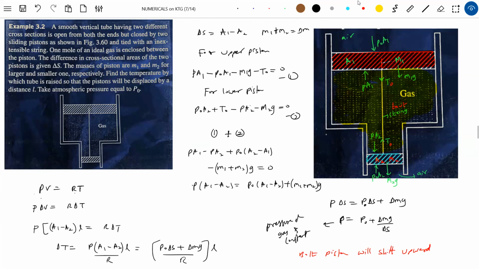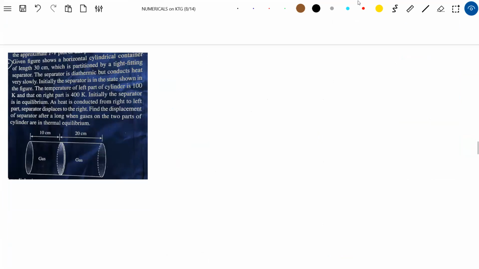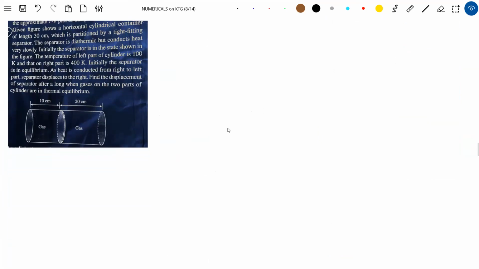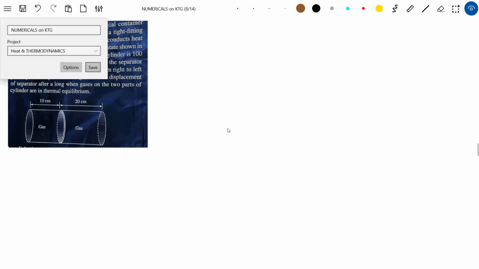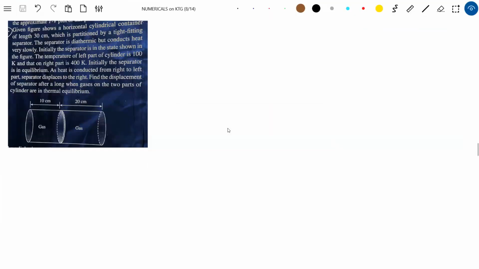Okay, I'll slide down. The same thing we had: find the displacement of separator after a long time when gas in the two parts of the cylinder are in thermal equilibrium. You have to work out the same. I discussed it statically. Here I brought it as a numerical. Okay, can you work out this? Let me go for the next one.